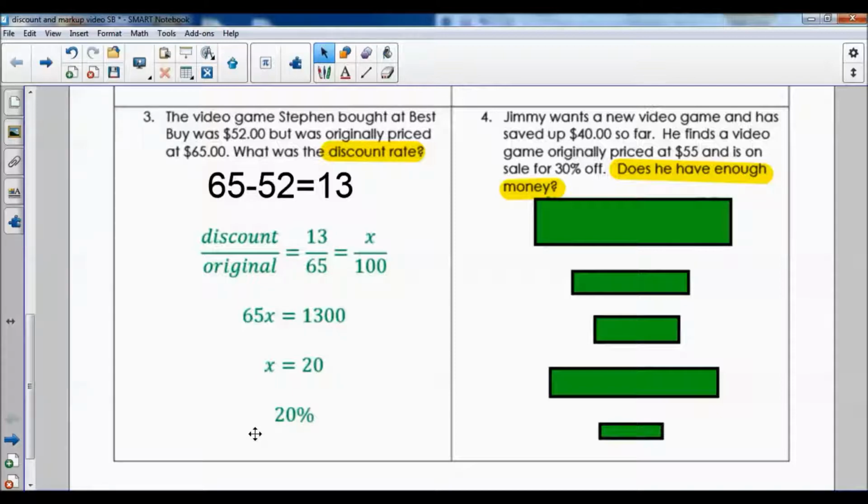Okay, number 4. Jimmy wants a new video game and has saved up $40 so far. He finds a video game originally priced at $55 and is on sale for 30% off. Does he have enough money? So usually if there was no sale or discount, he wouldn't have enough money, right? He only has $40, the game is $55. But with a 30% off, he might have enough money. So what we need to do is figure out the discount and subtract it from the original price to see if $40 is going to be enough.